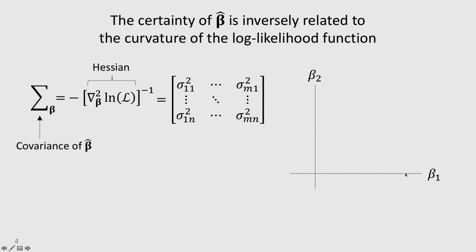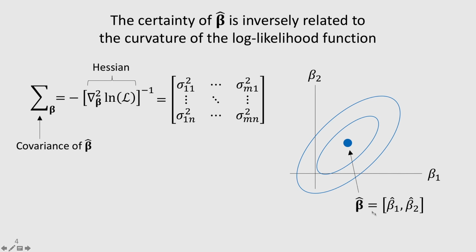So visually, let's just imagine we only have two betas, beta 1 and beta 2. Well, these sigma terms are going to describe the size of these rings. If we're looking down at an overhead plot, this is kind of like looking at a topographical map, where our best estimate of our vector beta is this point here, beta 1 and beta 2. But the true parameters could be somewhere else in this space. And the broader this space is, the less certain we are that this point is the optimal point.